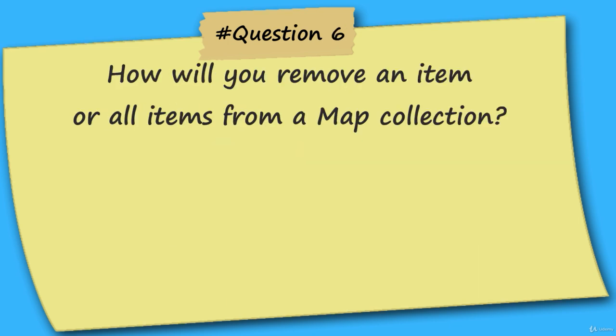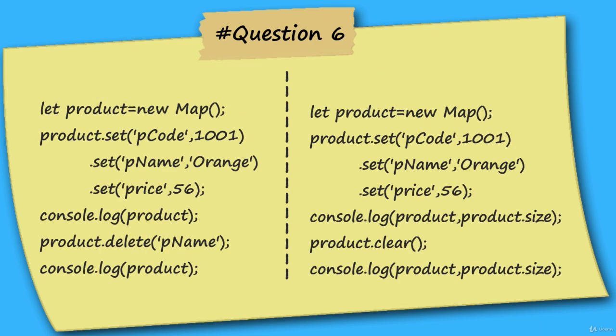And the sixth question is, how will you remove an item or all items from a map collection? So we have seen that either we use this delete method and give a key like this, or we can use the clear method which will remove all the items from the map.